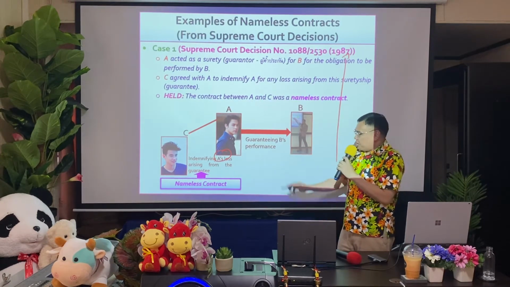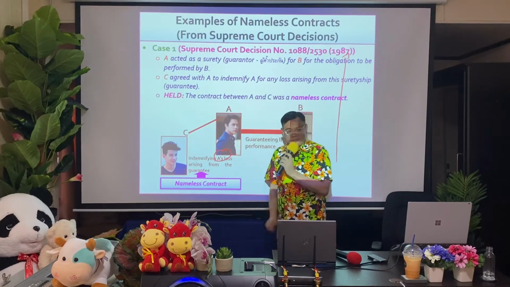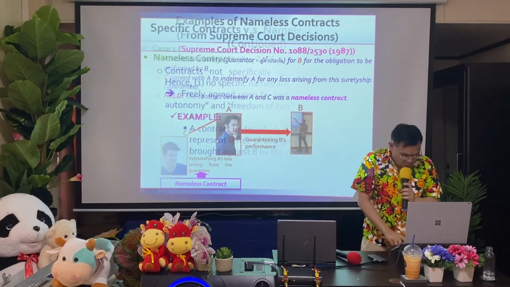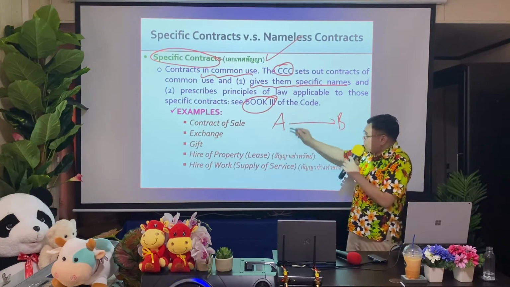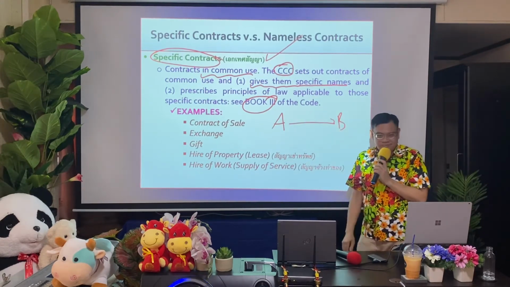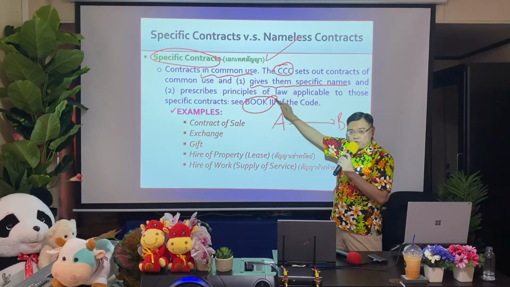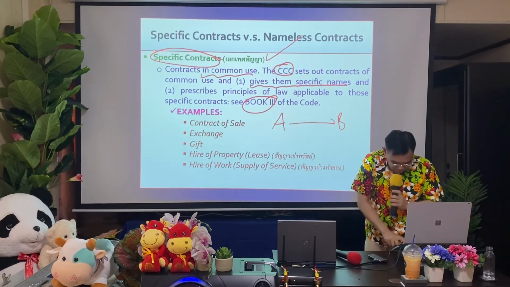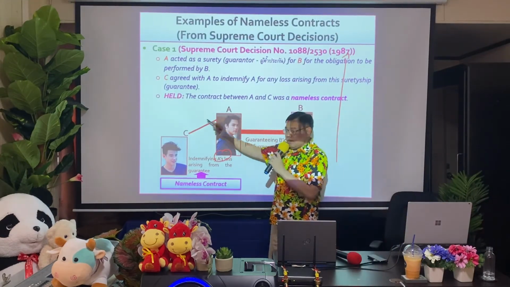So in this case, the contract between A and C here does not fall in Book 3 of the Code. Even though it does not fall in Book 3 of the Code, it is also a binding contract between A and C.